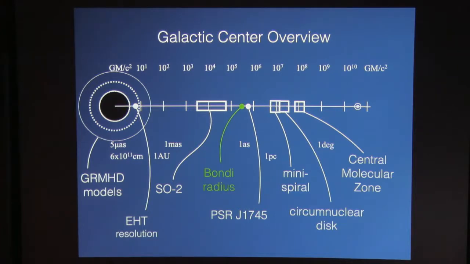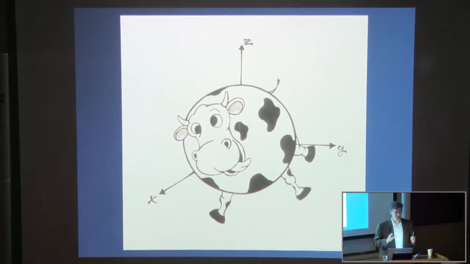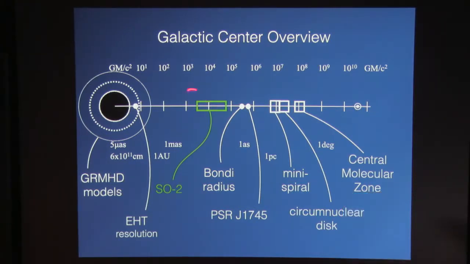I just want to comment that the Bondi radius is the characteristic radius where the binding energy of the gas exceeds the thermal energy. But it does not mean that there's a Bondi inflow at the Bondi radius. And in fact, in the galactic center, there may be an outflow at the Bondi radius. So the Bondi radius is sort of a spherical cow. You should not have the idea this is a Russian spherical cow. So it has axis labels. So you should not have the idea that there's a smooth inflow at that radius just because the flow is unresolved.